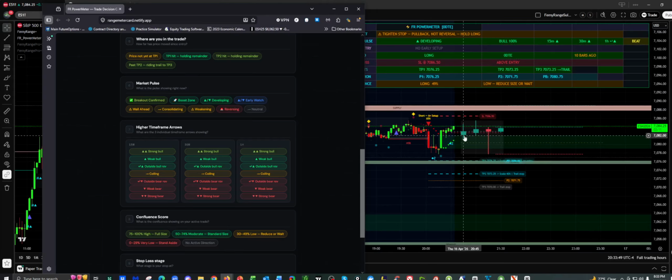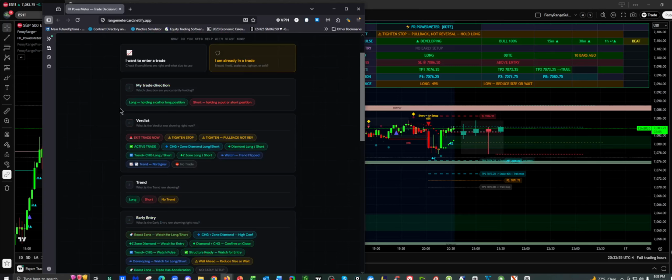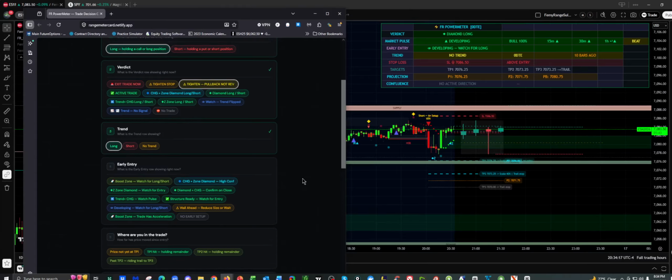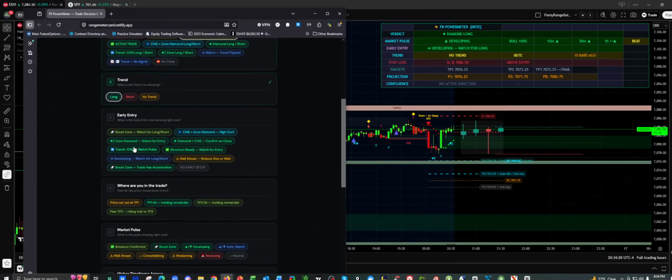So right now, if I want to use this for I'm already in a trade, my trade direction is long in this case. My verdict says tighten stop, pull back, non-reversal, hold long. My trend says long. My early entry says developing, watch for long. Where are you trading? Price not yet at TP1.